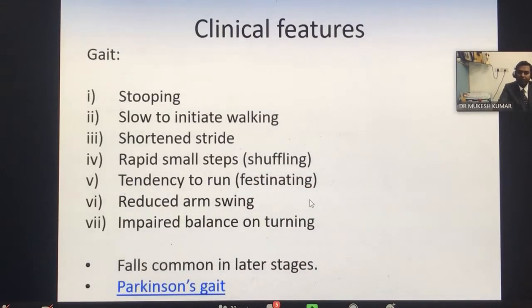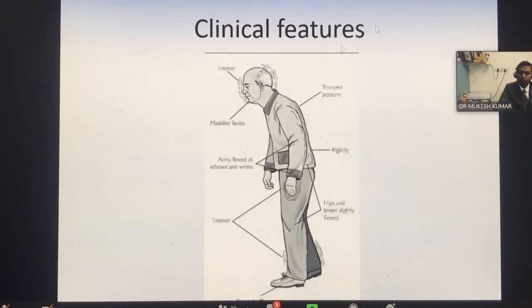So what are the clinical features? In gait, there is a forward stooping posture, difficulty in initiation of walking, shortened steps, rapid small steps, tendency to run, festination, reduced arm swing, and impaired balance. And usually falls start in the later stage of the disease. So these are the clinical features.